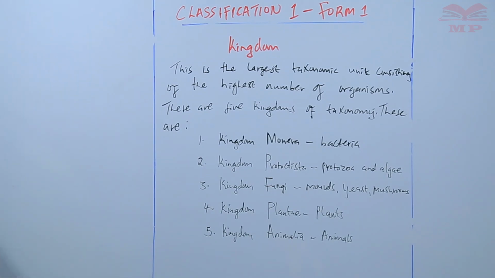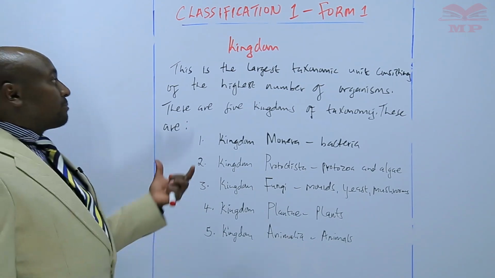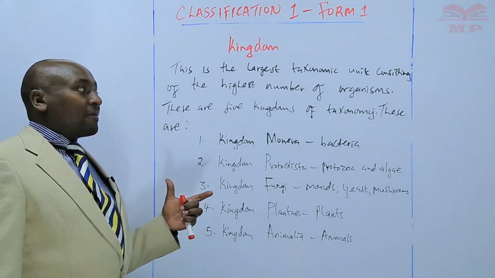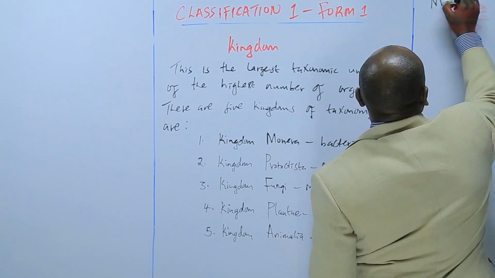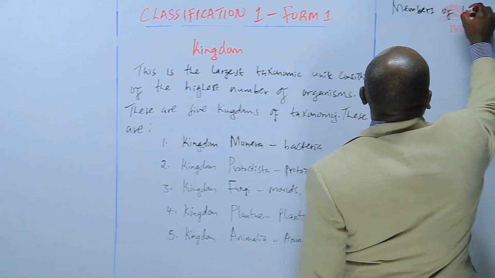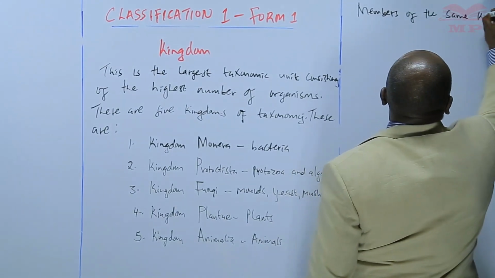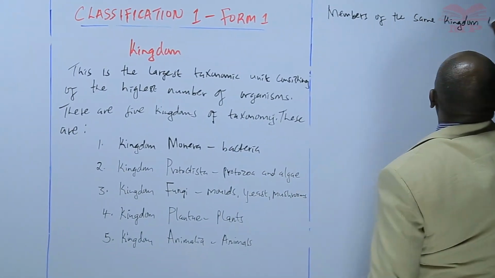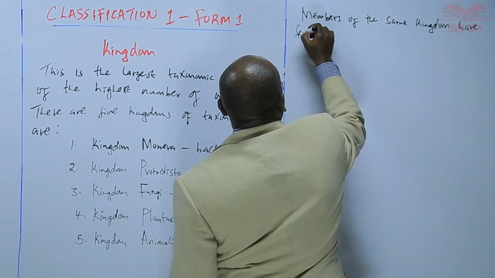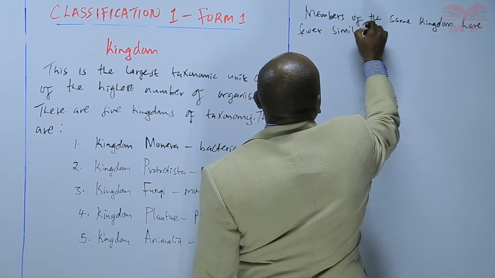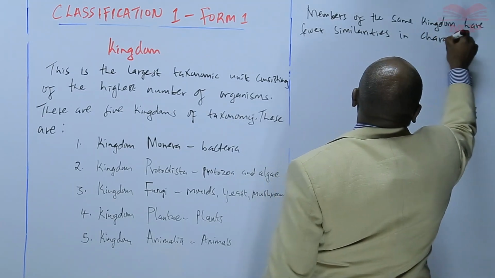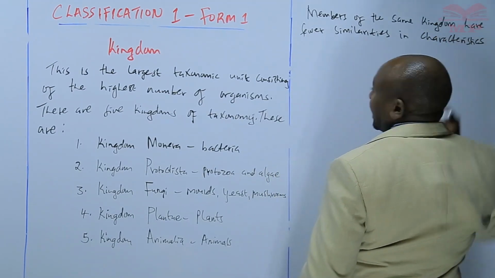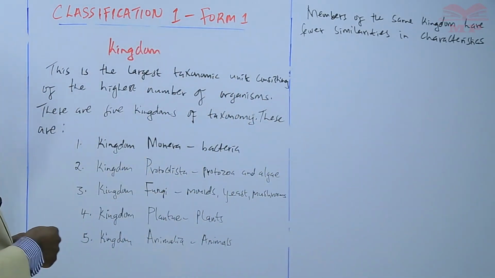The other thing worth noting is that members of the same kingdom do not share very many characteristics between them. So we can say that members of the same kingdom have fewer similarities in characteristics, and hence the need to go to the next level.